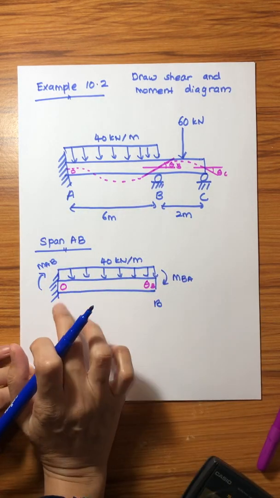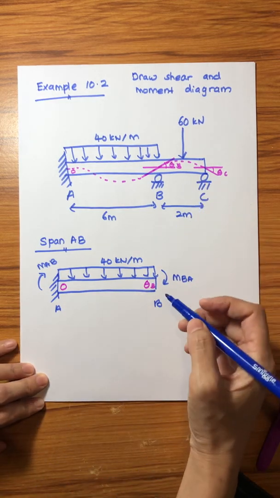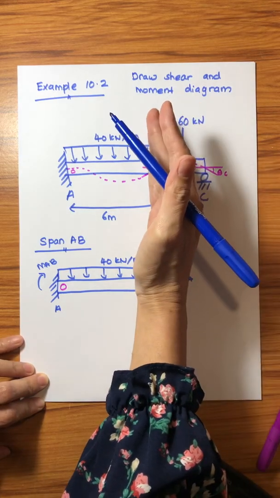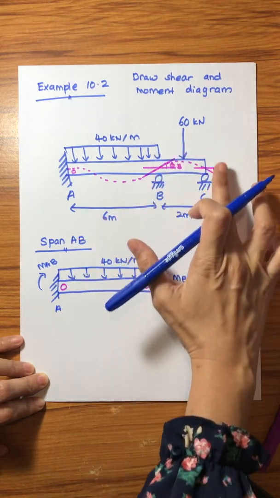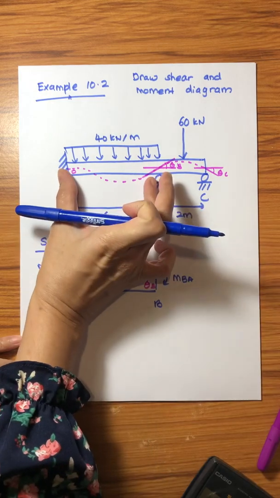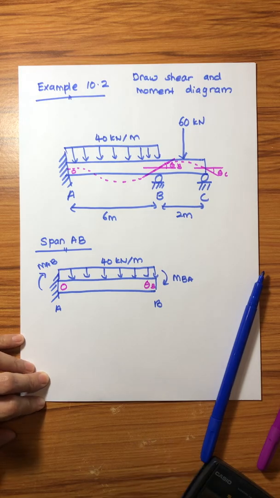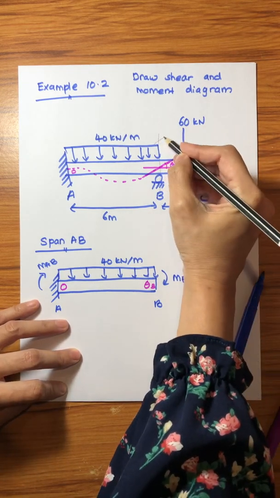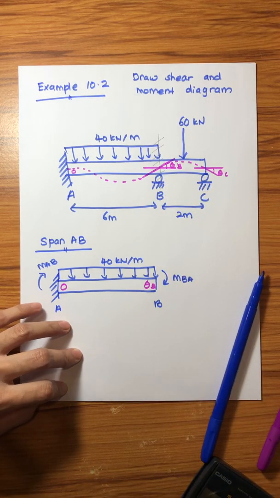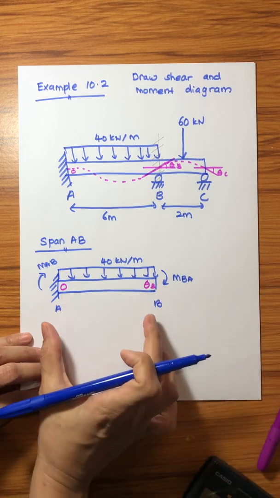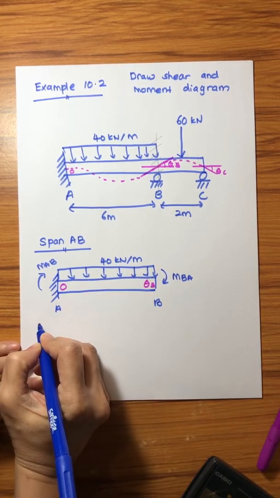Okay, for span AB, we are going to use the slope deflection equation for far end fixed. Just like I mentioned before, we need to assume here fixed because this is in the middle. Okay, for span BC, this is fixed, this is roller. So we are going to use the far end pin equation. Just imagine this one here fixed. Okay, this span AB fixed.